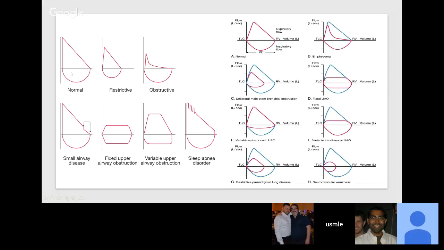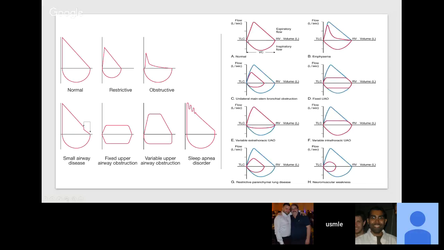So the graphs that I suggest you absolutely know for your Step exam are obviously the normal, restrictive, obstructive, sleep apnea, and the mixture between all of these, which is understanding if you have an obstruction within the airways. The graph might vary depending on the books, but usually these are the most common ones that are going to be used.